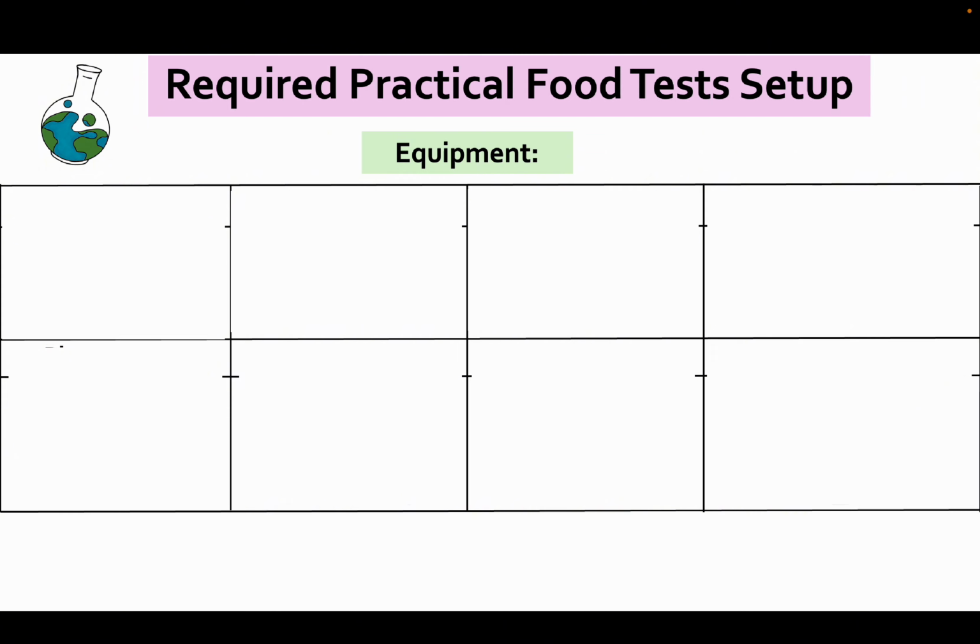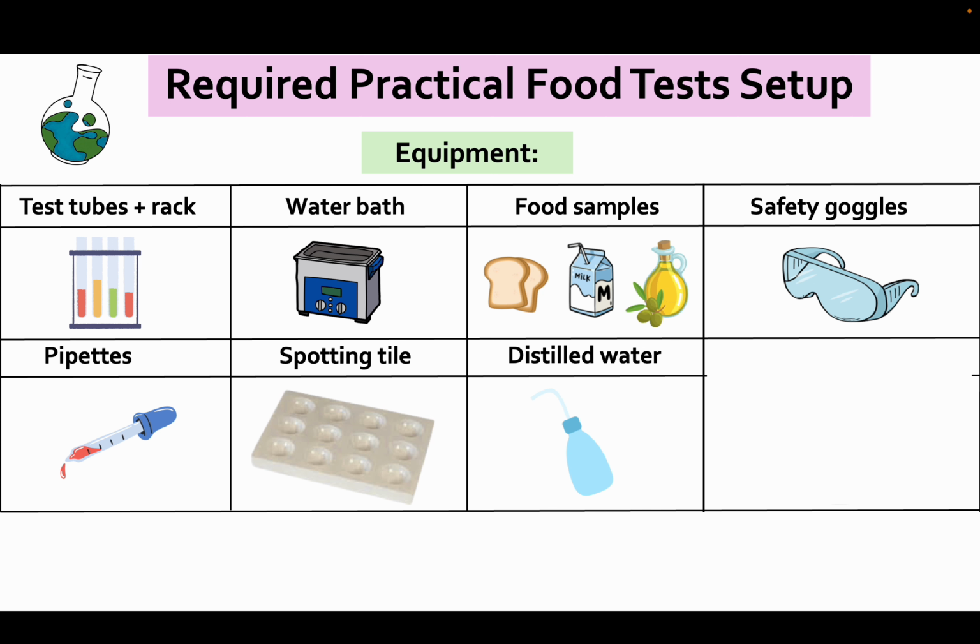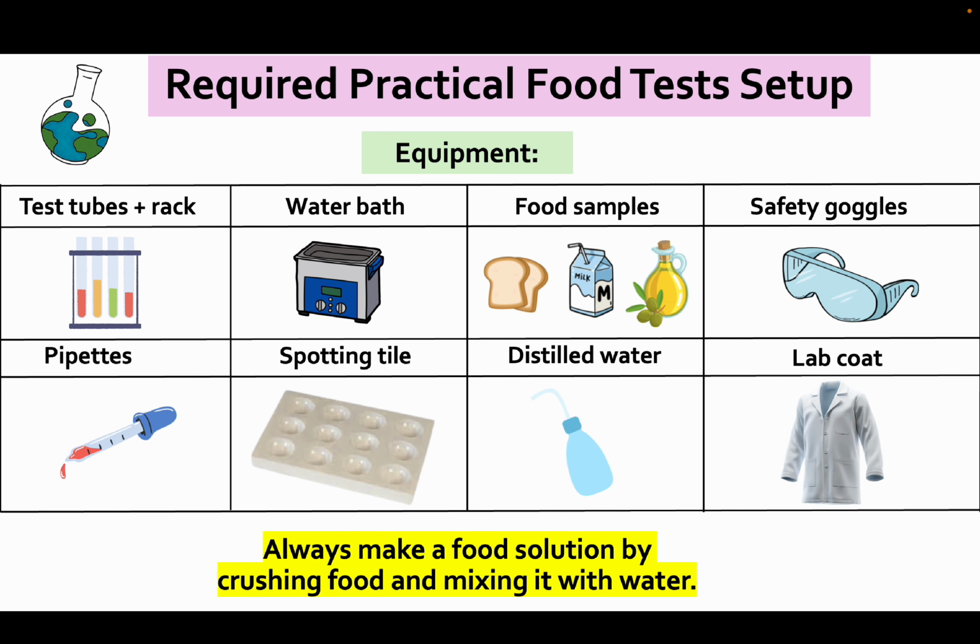So just before we start our food test, we're going to look at some key equipment we need in order to carry these out. The first one is test tubes, along with their rack. Next is a water bath. Next is your food samples. We should also be wearing safety goggles, pipettes, spotting tile so that we can observe colour changes, distilled water, and also lab coat. Always make a food solution by crushing food and mixing it with water, and this can be done using a pestle and mortar.